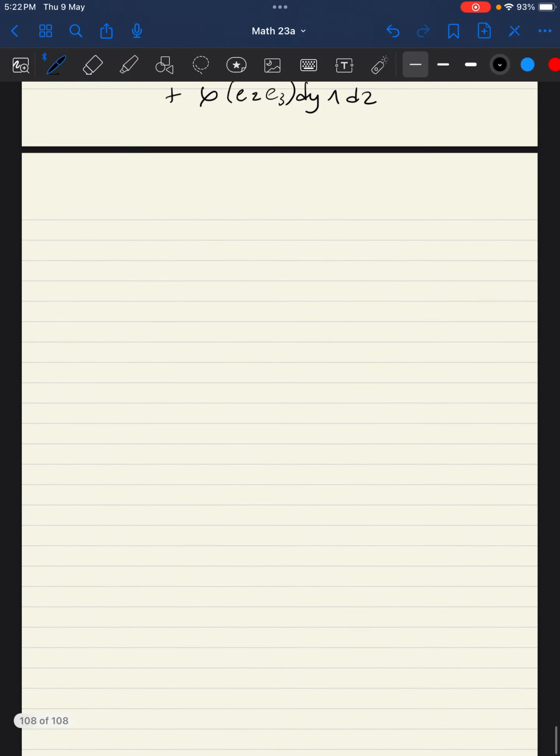Hello, I'm back with the last proof, proof 12, which is of the exterior derivative.